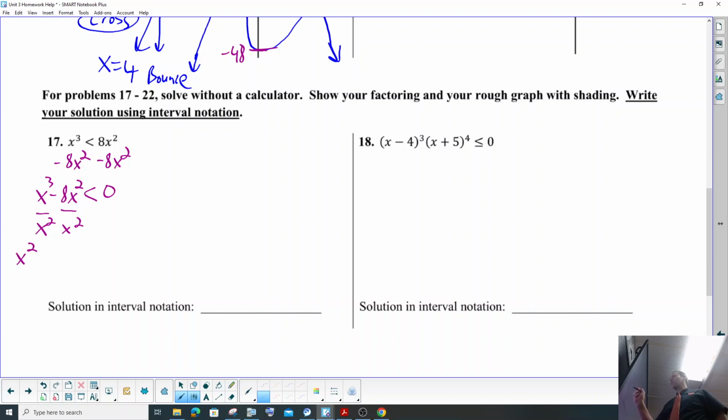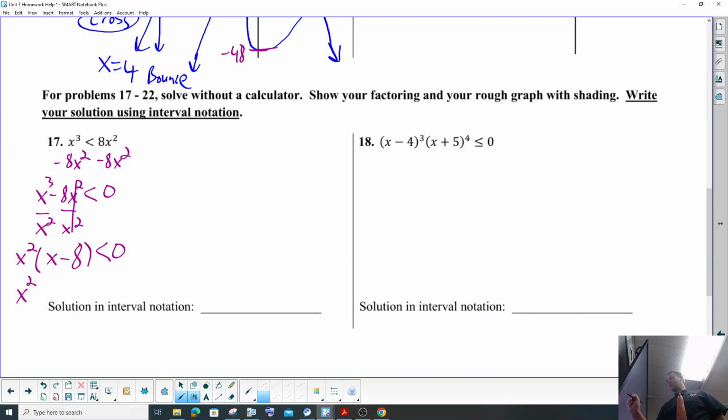See what we have for our zeros. So x cubed divided by x squared is just an x, minus, and then x squared divided by x squared goes away, so we just have an 8. And both of those need to be less than 0. Inequalities now. So then we go ahead and find the x-intercepts to graph it.